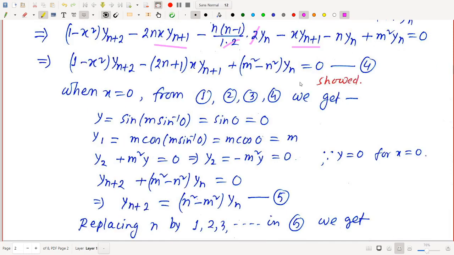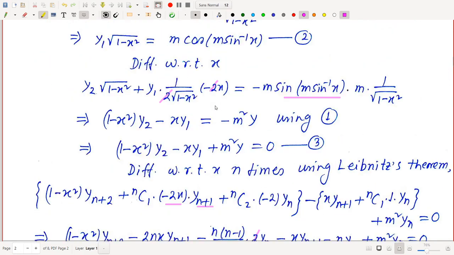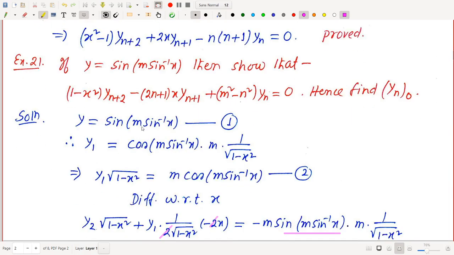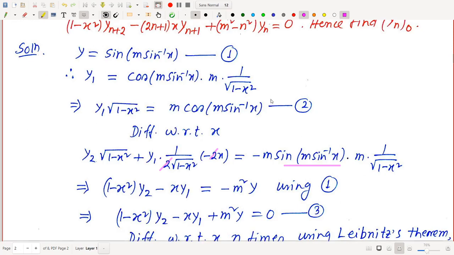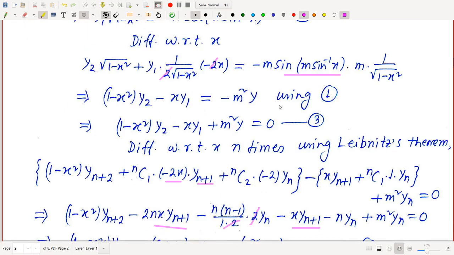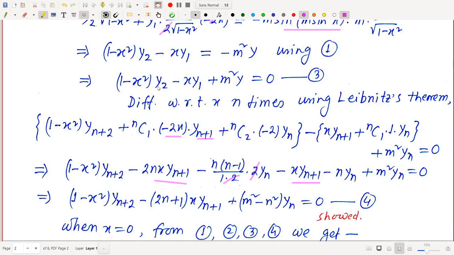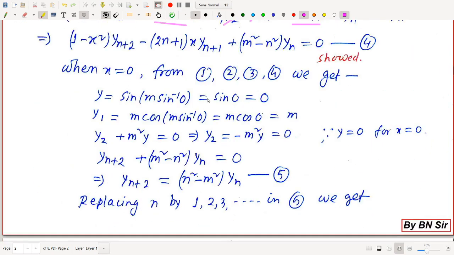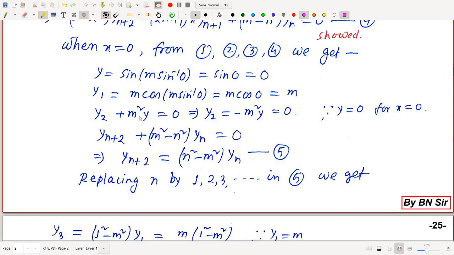Short first part. Now we want to find value of yn when x is 0. So when x equal to 0, from very beginning, if I put x 0, sin inverse 0 is 0, so y will be 0. If I put x 0, sin inverse 0 is 0, but cos 0 is 1, so y1 will be m. Like here, if we put x 0, then y2 will be minus m square y, but y we have got 0, so it will be 0. See, when x is 0, y is 0, y1 is m, because cos 0 is 1, and y2 is minus m square y, but y is already 0, that's why y2 is 0.